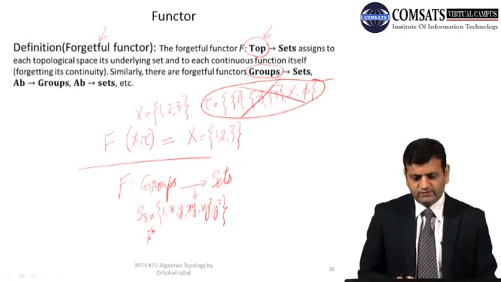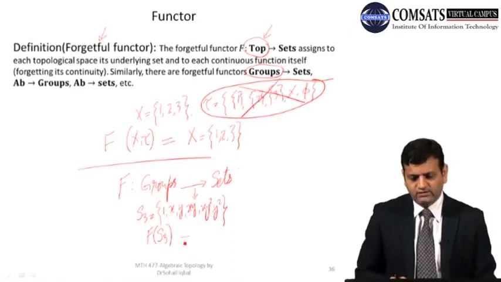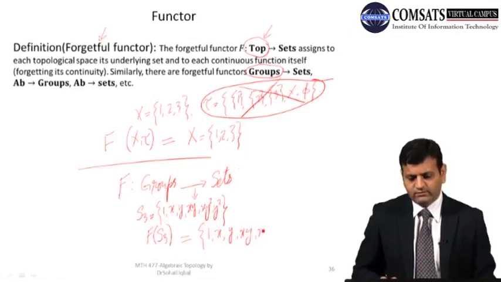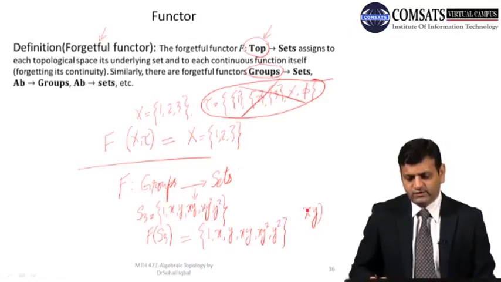But when we apply this forgetful functor on this object S3, which is the object of the category of groups, then I will just get a set {1, x, y, xy, ...}. So the elements are going to be the same, but I don't know what does xy mean here, or what does xy into xy square mean here. So here it does not make sense.